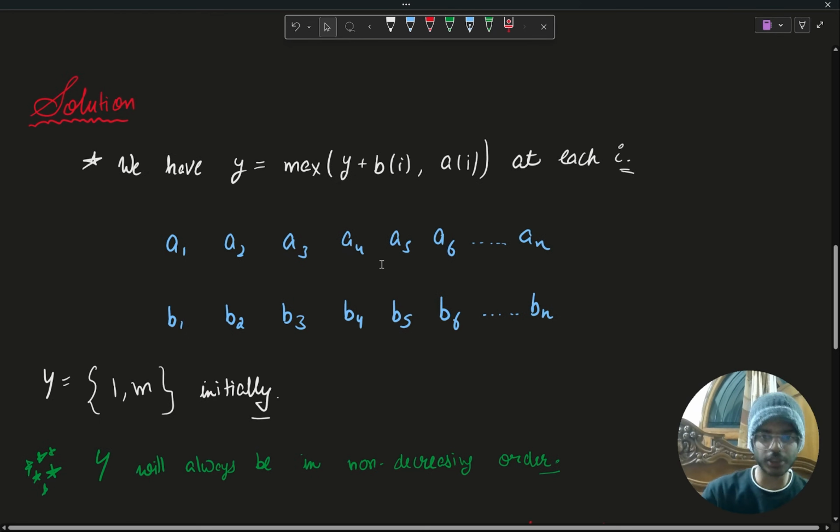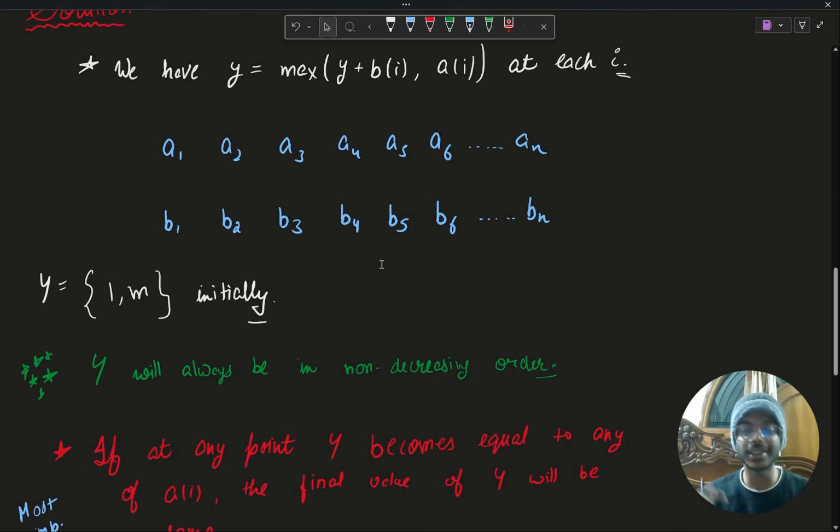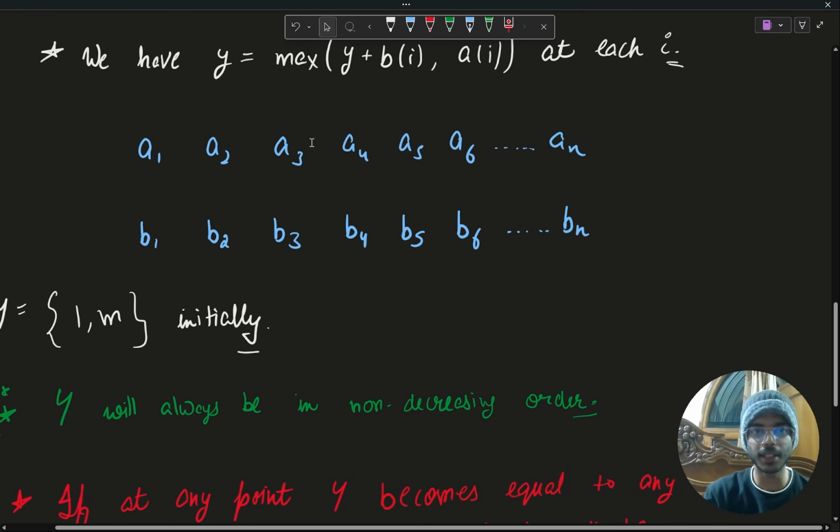Now, this was the first observation which I wanted to make. Now, the second and the most important observation is that if at any point y becomes equal to any of the values of a of i, the final value of f would be the same. So what do I mean by that?